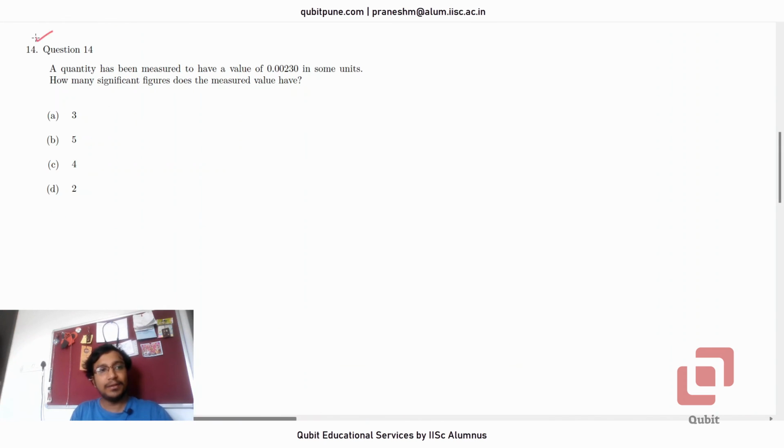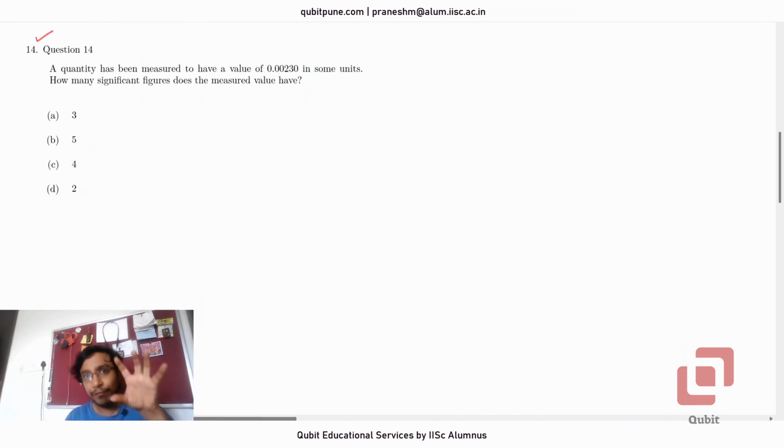Question number 14 on significant figures. A quantity has been measured to have a value of 0.00230 in some units. How many significant figures does the measured value have? The options are 3, 5, 4, 2. Now, in order to solve this particular problem, you should know the rules of significant figures.